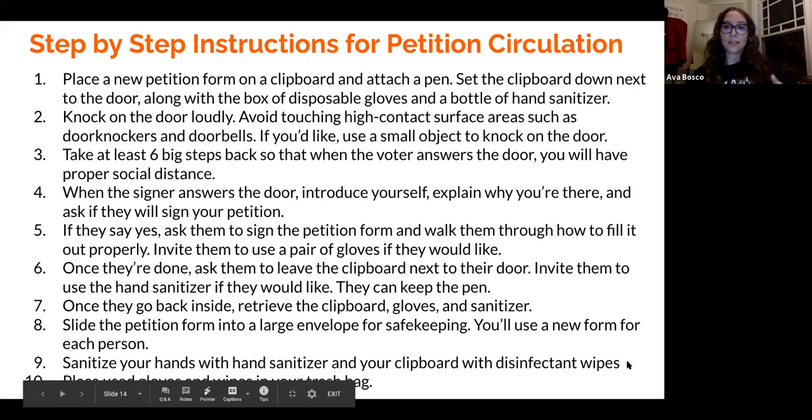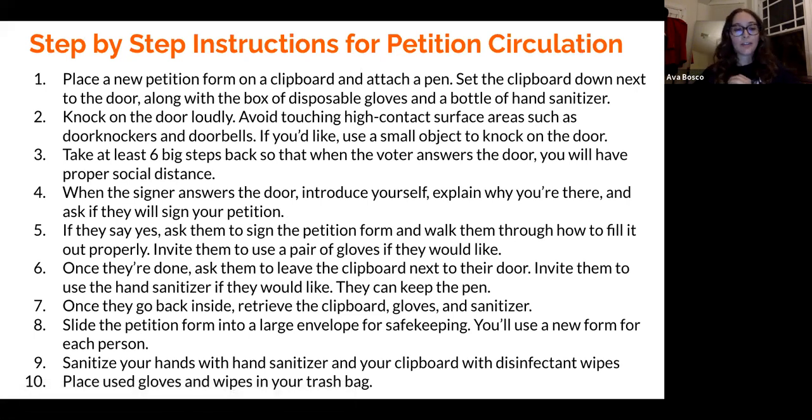These are step-by-step instructions for petition circulators. I'll quickly run through it. This was provided from the PA Democratic Party. So if you are going to be with a partner, which is also a great way to go about it, it's helpful to bring multiple sets of the resources you need. So 2 clipboards, multiple pens, enough disposable gloves, or a bottle of hand sanitizer so that you are able to have multiple things at your disposal.